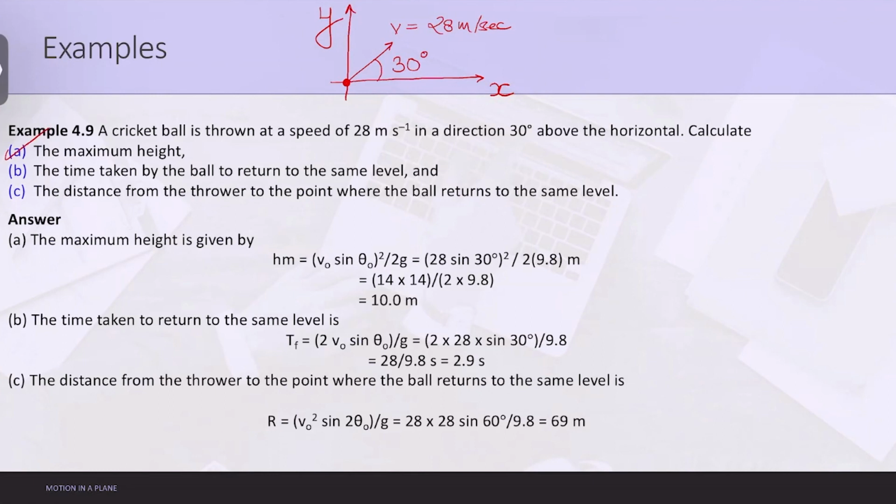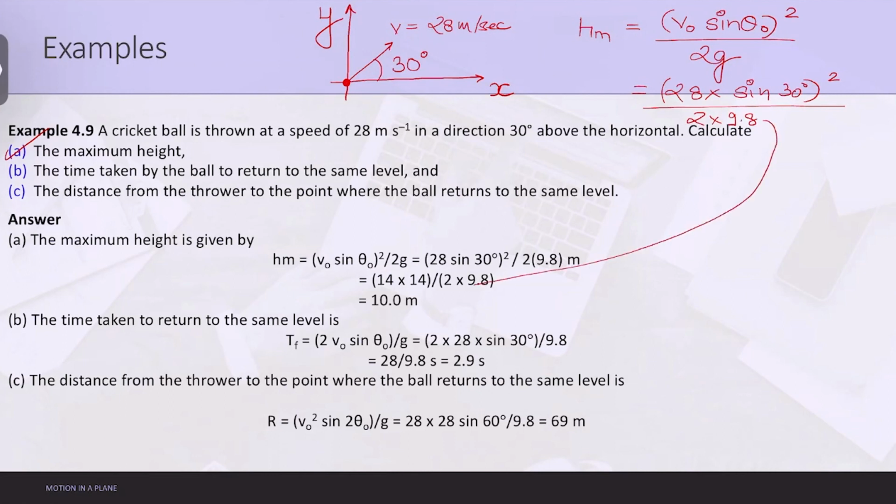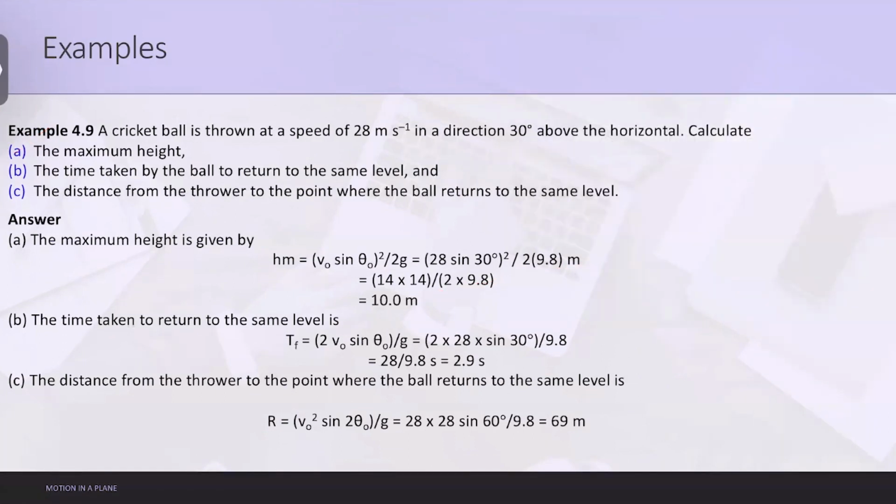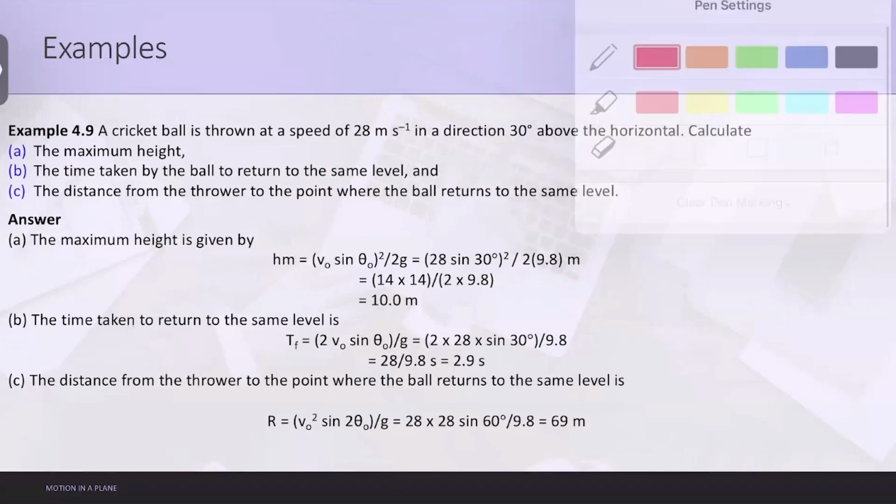Calculate the maximum height. First of all, let us calculate the maximum height. We know the formula. What is the maximum height formula? It is equal to v naught sine theta naught whole squared upon 2g. Just put the values. It's 28 into sine 30 degrees whole squared upon 2 into 9.8. Just do the calculations. You will get the answer as 10 meters. Simple mathematical formulation, simple value putting, as long as you remember the formula.